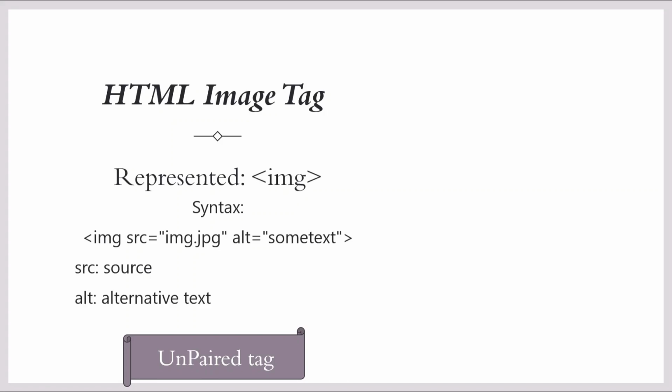ALT stands for alternative text, and it is used to provide a description of the image. The text is displayed if the image fails to load or for the user who uses screen readers. Let's see an example. Open the editor.